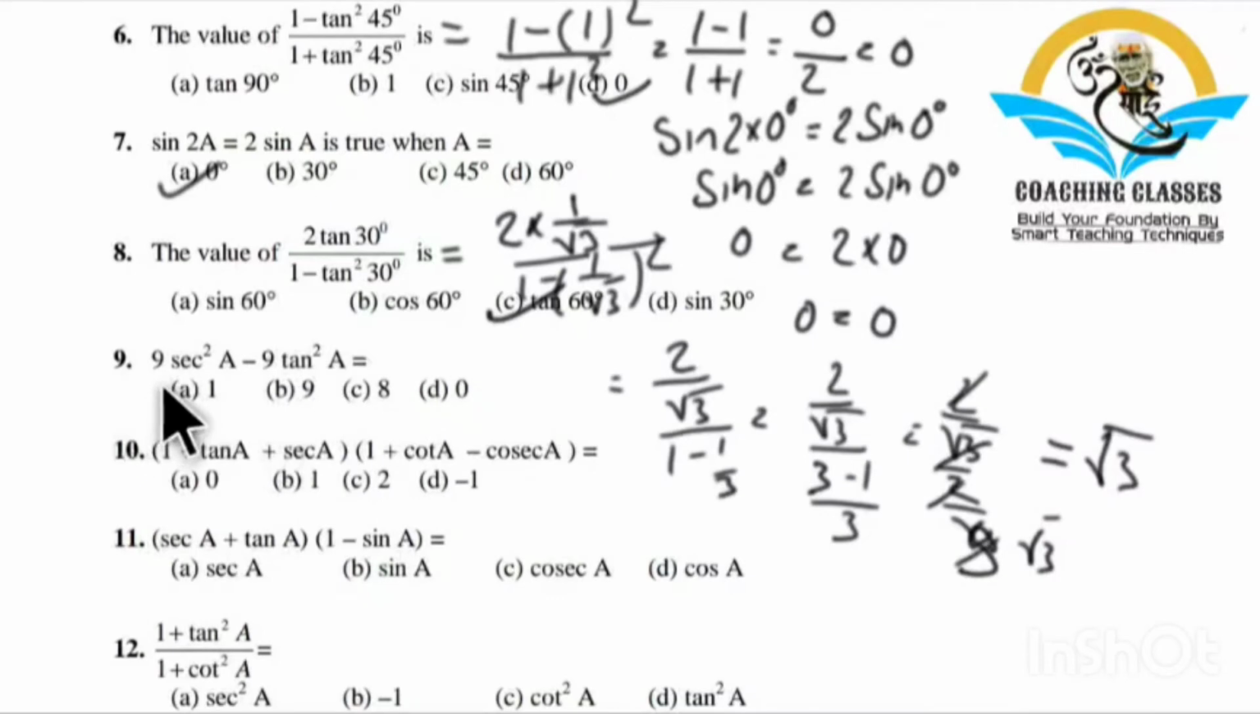Here next, question number 9. 9 sec square A minus 9 tan square A. You know that here you take common 9, you get sec square A minus tan square A. You know the identity that sec square A minus tan square A equal to 1. Hence this term becomes 1 and you get the answer, that is 9. Hence option B is correct.